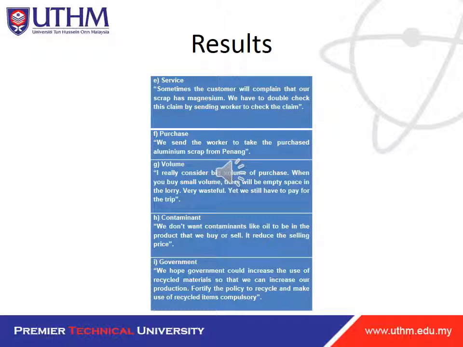Volume. This company prefers a big volume of aluminum scrap rather than a small volume, because a small volume of aluminum scrap will waste the space on the transportation being provided by the company. The next one is contaminant. Contaminants such as oil, paper, and plastic will eventually result in the decreasing value of the aluminum scrap.